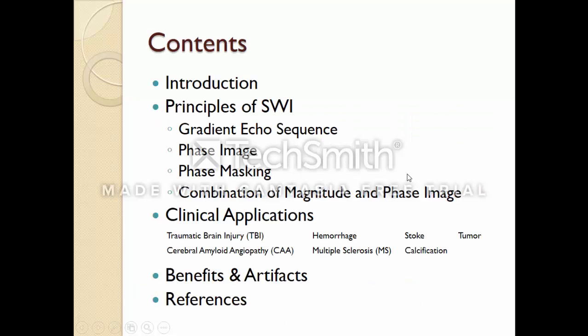Before I start, I would like to show my contents first. At the beginning, I will give you a brief introduction to susceptibility weighted imaging. Then I will explain the principles of SWI, which is basically the gradient echo sequence, the phase image, the phase masking, and the combination of the magnitude and the phase image. Our next chapter will be about the clinical applications of the SWI, which is basically traumatic brain injury, hemorrhage, stroke, tumor, cerebral amyloid angiopathy, multiple sclerosis, and calcification. Then I will explain the benefits and the artifacts of this imaging technique, and I will give you my references.